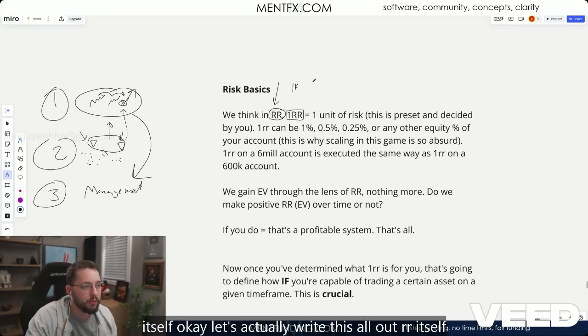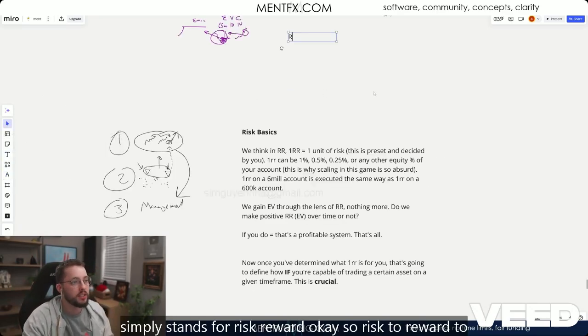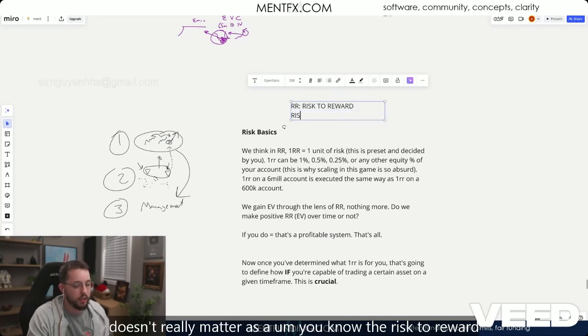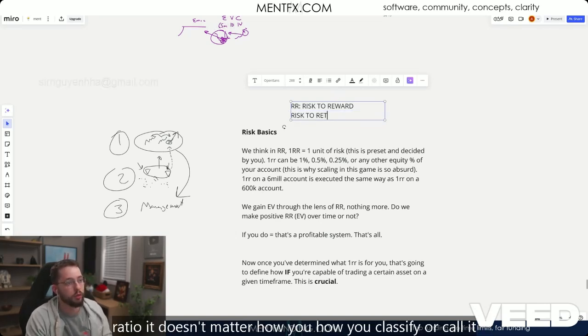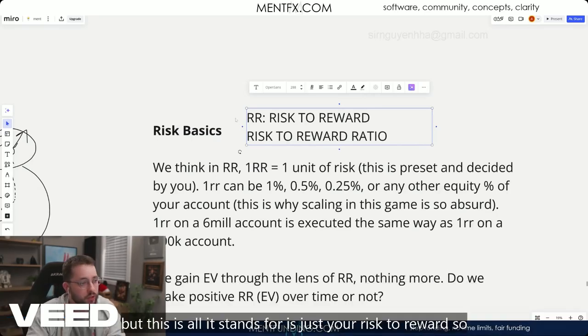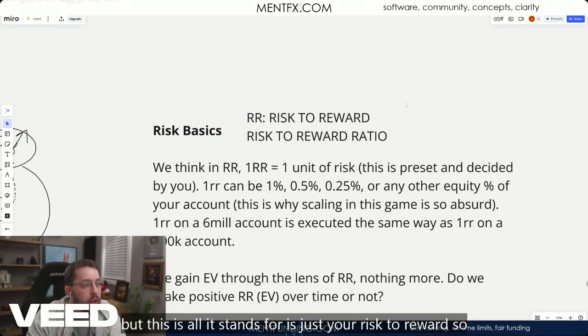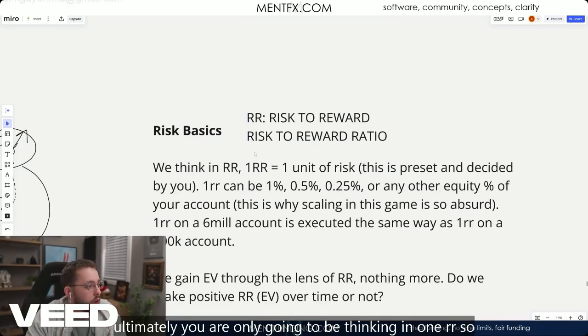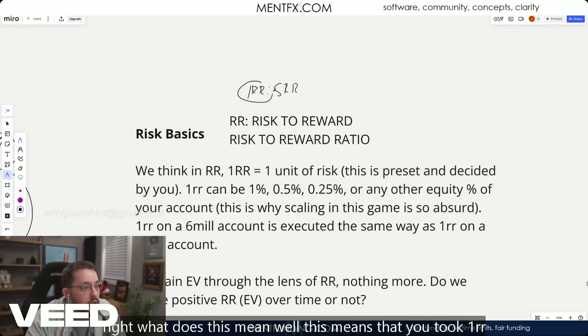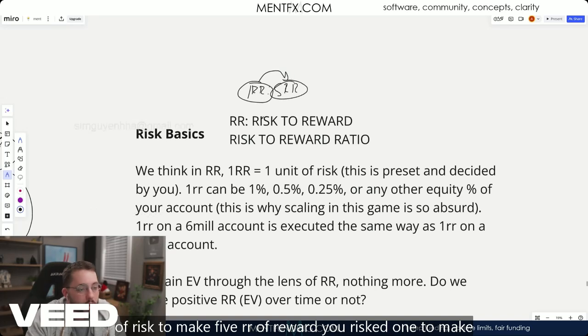So RR itself, okay, let's actually write this all out. RR itself simply stands for risk reward. Okay, so risk to reward. It's also known in some places as the risk to reward ratio. It doesn't matter how you classify or call it, but this is all it stands for, just your risk to reward. So ultimately, you are only going to be thinking in 1 RR. For instance, if I said you made 1 RR to 5 RR, what does this mean? Well, this means that you took 1 RR of risk to make 5 RR of reward.